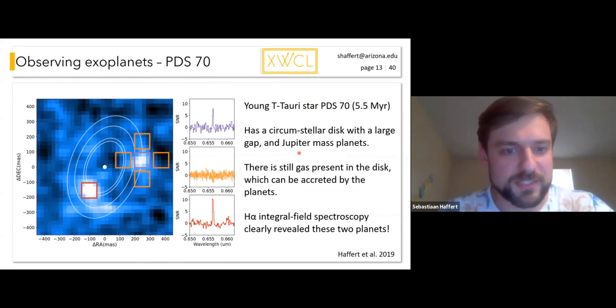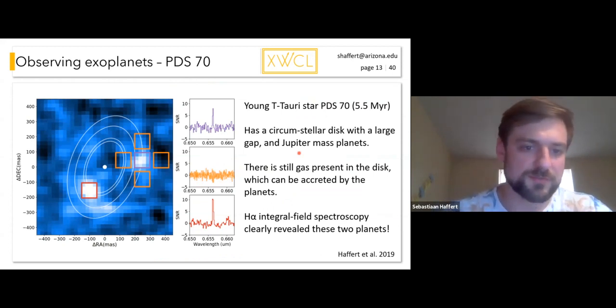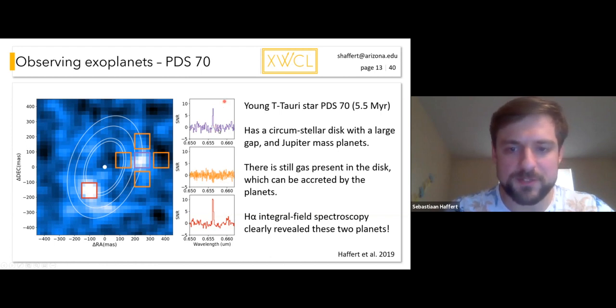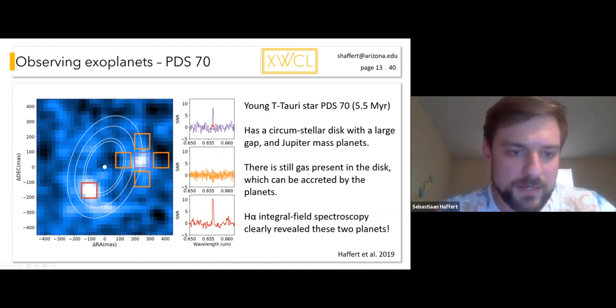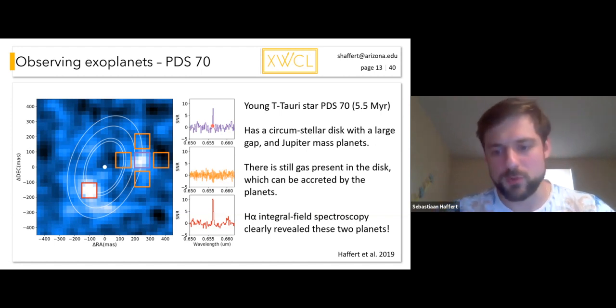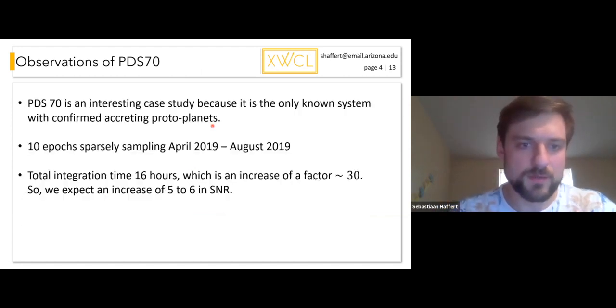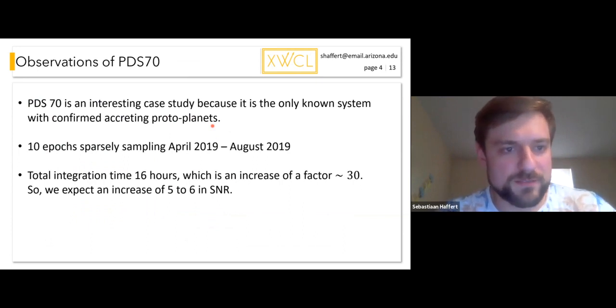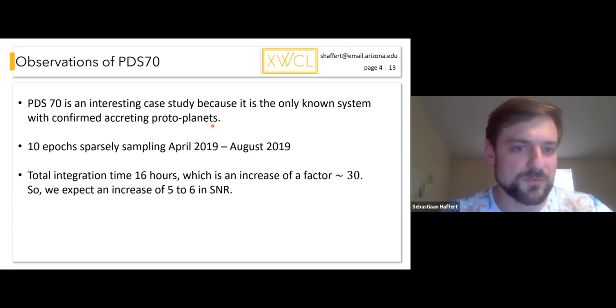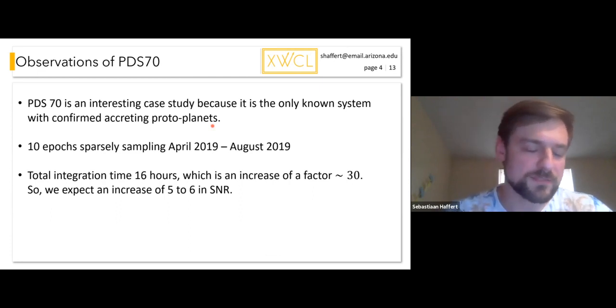So we were also successful with MUSE. Here you can see on the left our first image of the detection. Here we have the b companion and the c companion together with the spectra. After we found these planets, we wanted to do more observations, because PDS 70 is an interesting case study. It's currently the only known system with confirmed accreting protoplanets.